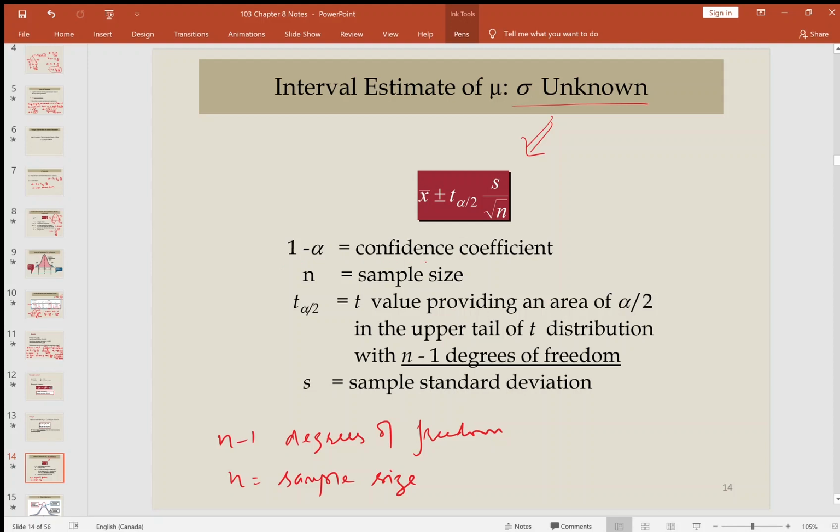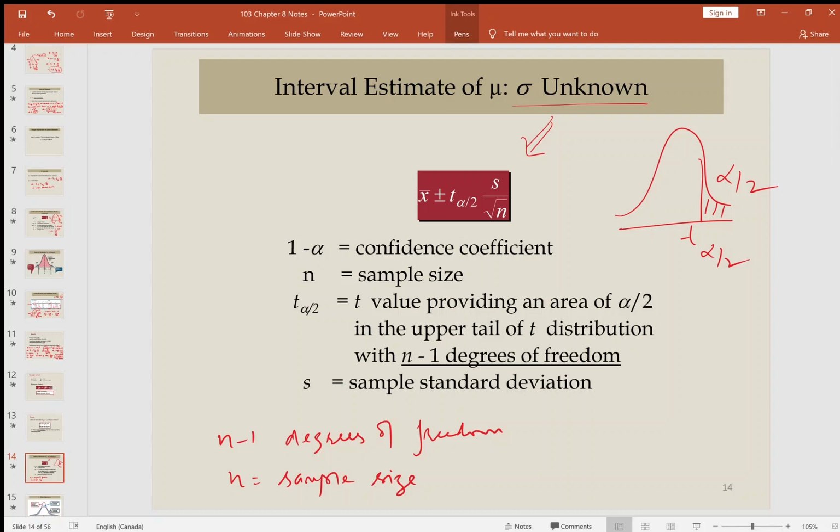And 1 minus alpha is the confidence coefficient as before, n is the sample size, and T alpha by 2 is the T value providing an area of alpha by 2 in the upper tail. So again, it's the same thing. This area is going to be alpha by 2, and this is the T score, or the T alpha by 2, with n minus 1 degrees of freedom. S is your sample standard deviation.